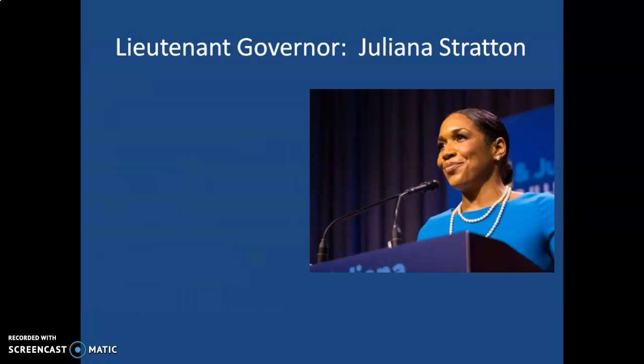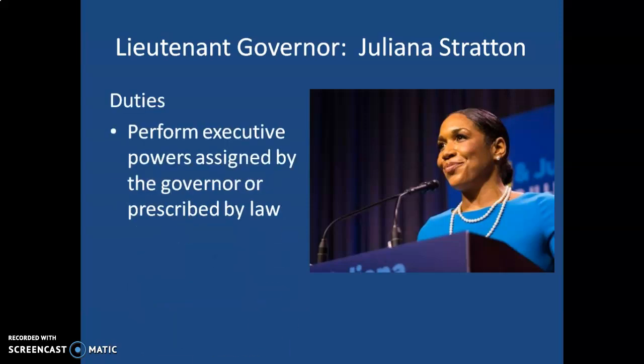Okay, next position is the lieutenant governor, and our current lieutenant governor is Juliana Stratton. And let's see what the lieutenant governor does. Her duties are basically to perform executive powers that are assigned to her by the governor or that are prescribed by law. In other words, duties that might be assigned to her by the legislative branch in a law. In other words, the lieutenant governor doesn't have any clear-cut duties in our Constitution. She does whatever the governor tells her to do, or whatever the state legislature should tell her to do. That is the extent of her duties.